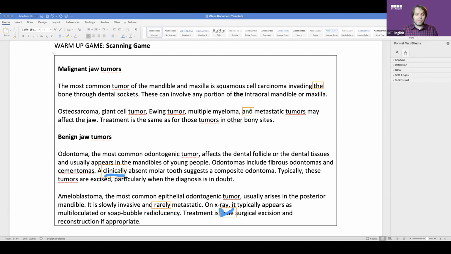Last one. Find me the word, please, before fibrous. 5, 4, 3, 2, 1. Include. Yeah, very fast. Okay.